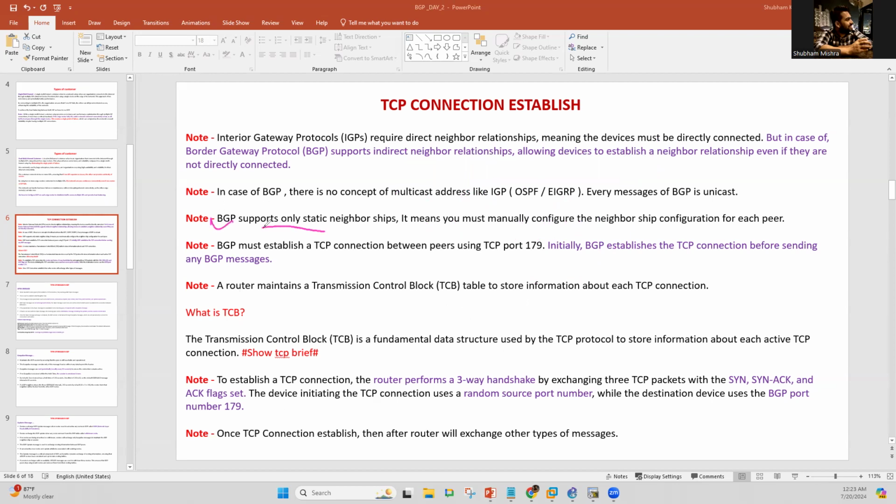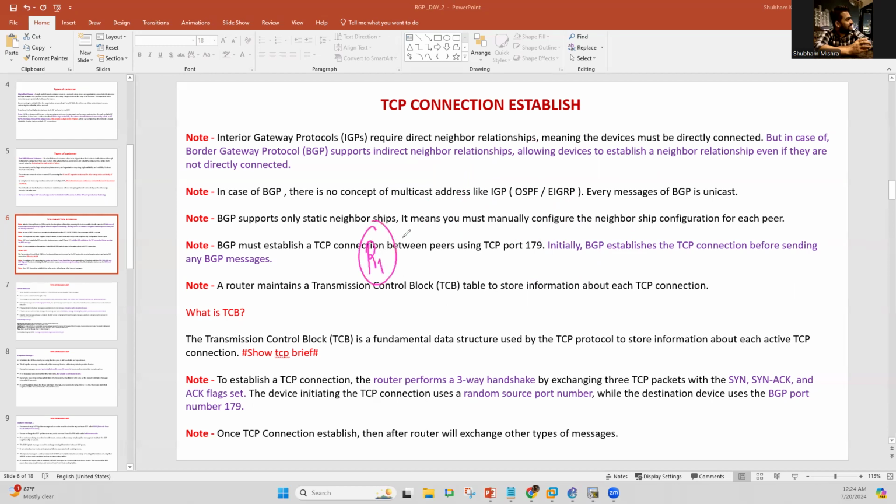Now, BGP supports only static neighborship. It means you must manually configure the neighborship. Guys, this is very important. Try to understand what I am trying to say. For example, everyone please focus.